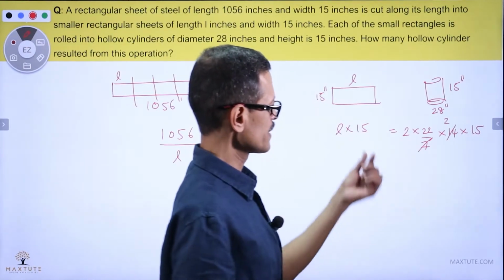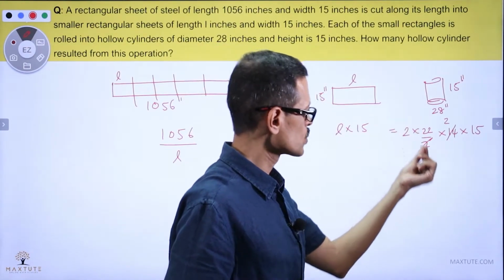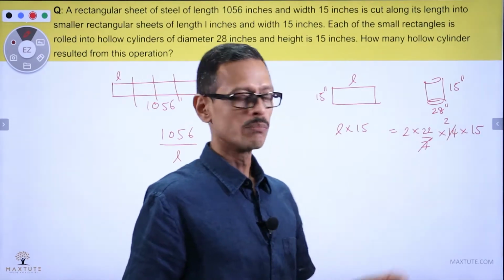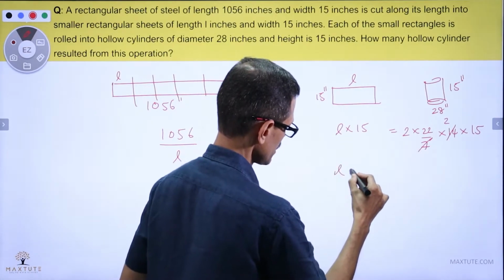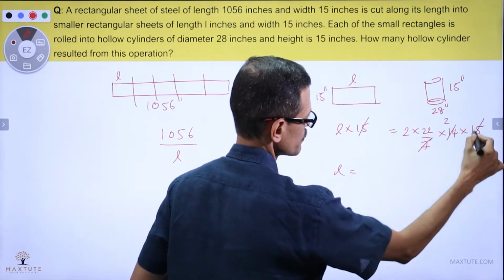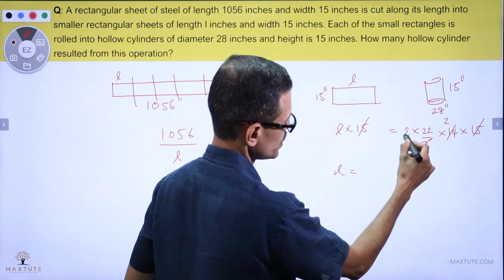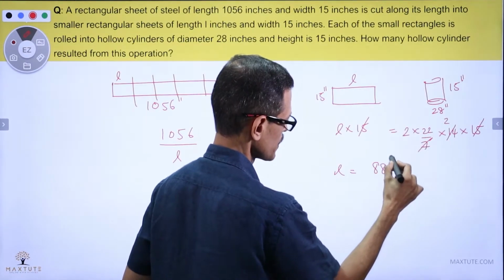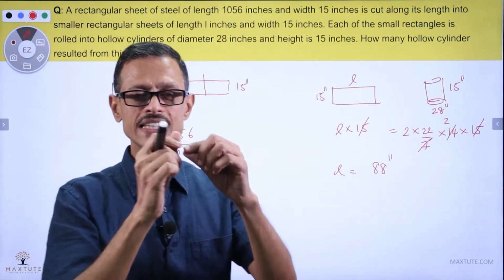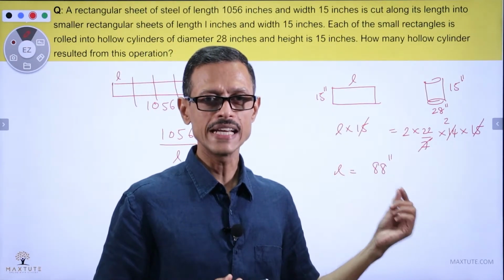L times 15 is equal to 22 times 2 times 2 times 15. Both sides of the equation have a 15, so let's divide by 15. The 15 cancels with 15, and we are left with L equal to 2 times 22, which is 44, and 44 times 2 is 88. So we found the length of each rectangular piece, which is 88 inches.